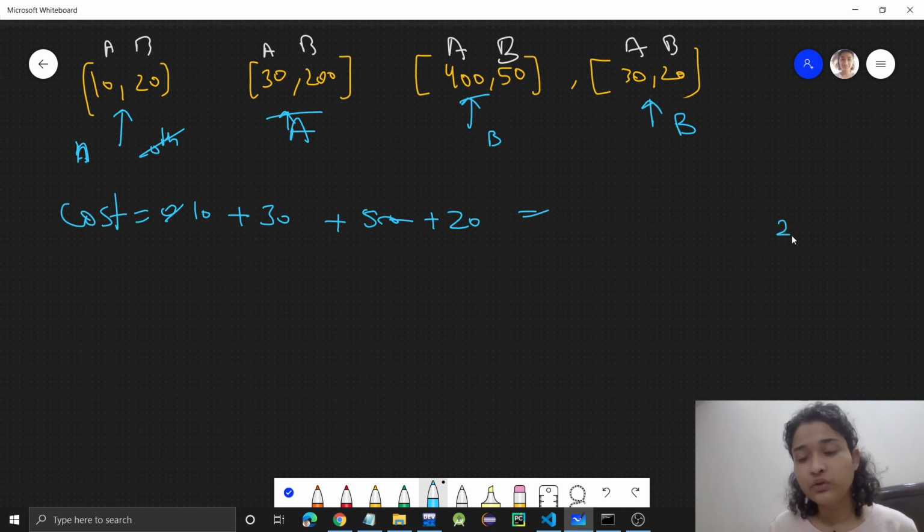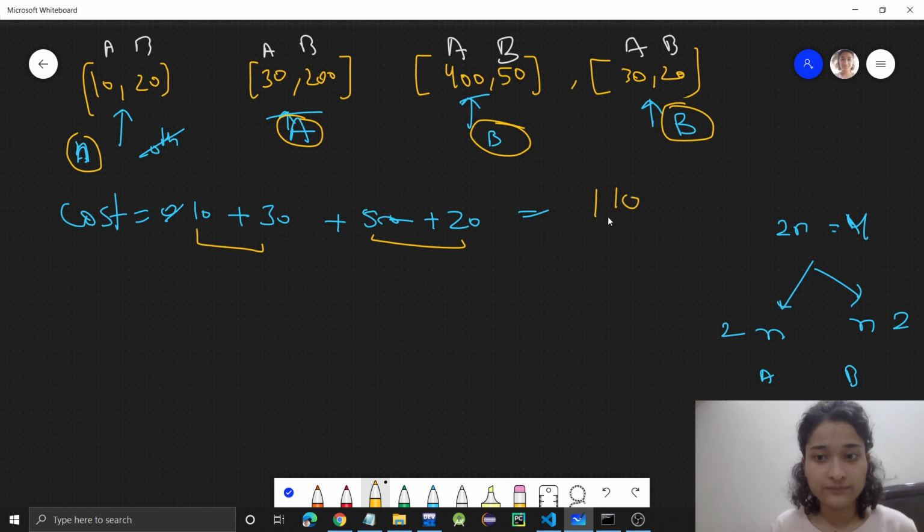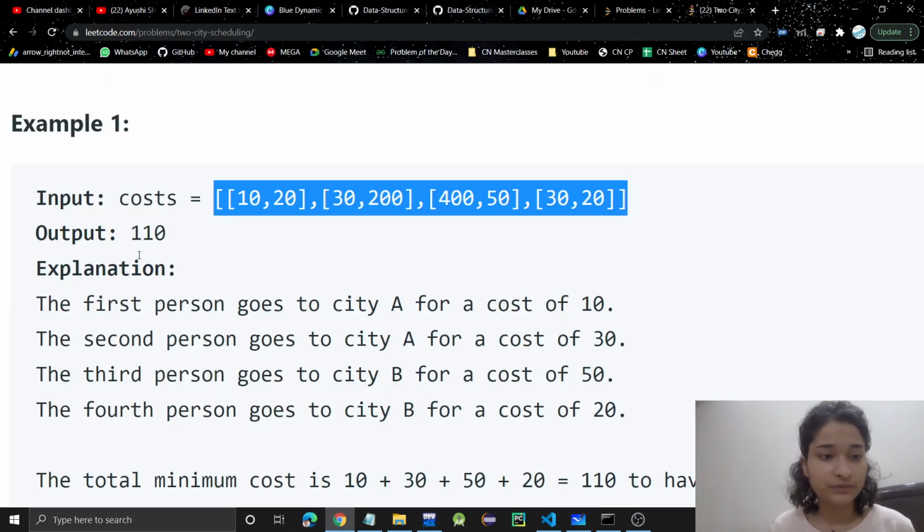So there were 2n people. These are 2n, 4 people. So n people should go to city A and n people should go to city B. That is, 2 people should go to city A and 2 people should go to city B, which is working fine here. 2 people to city A, 2 people to city B. So cost here will be 40 and 70, 110, which is the output.